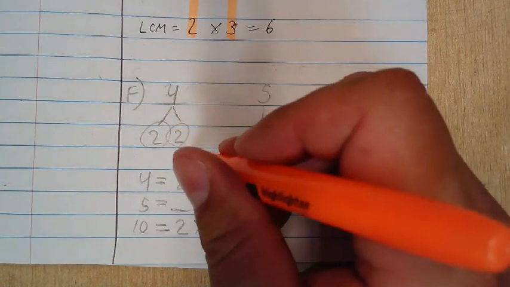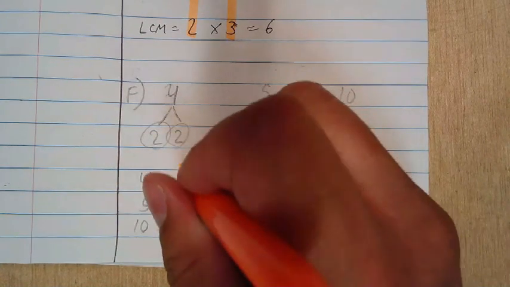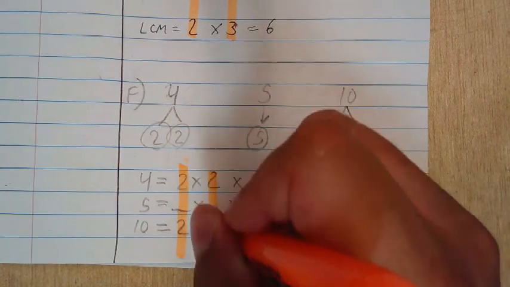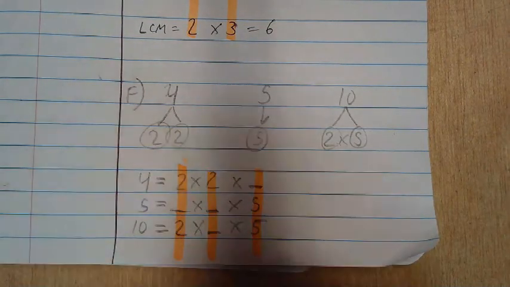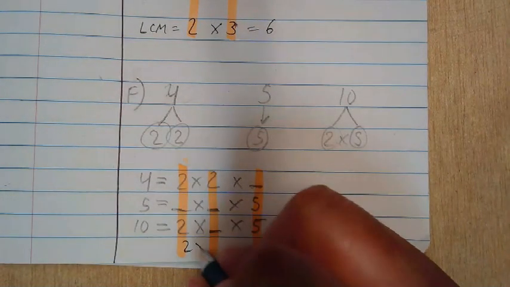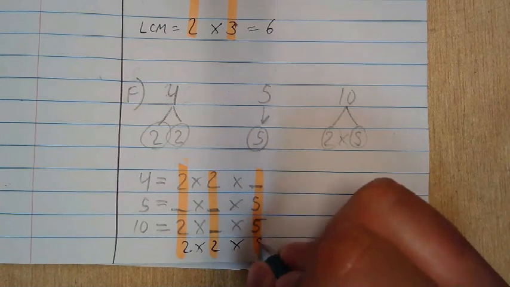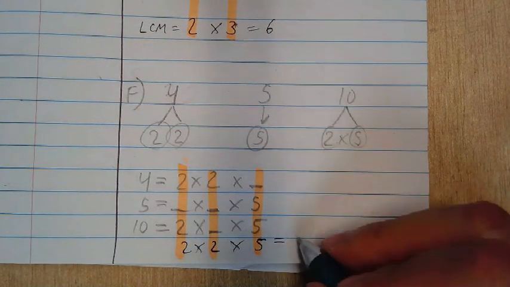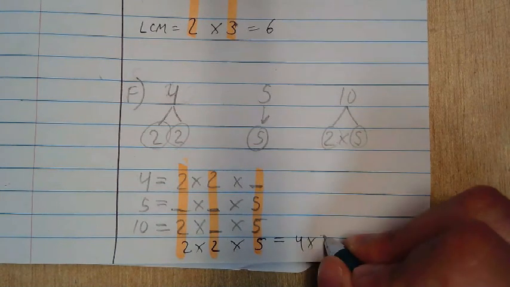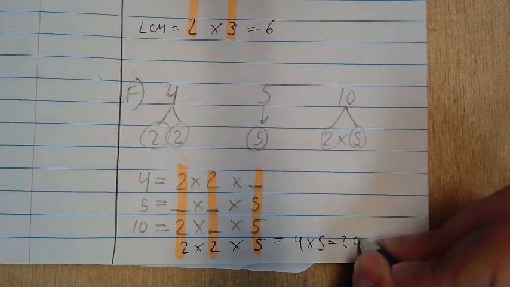Since we're looking for the least common multiple, we're going to end up multiplying everything. 2 times 2 times 5. 2 times 2 is 4. 4 times 5 is 20.